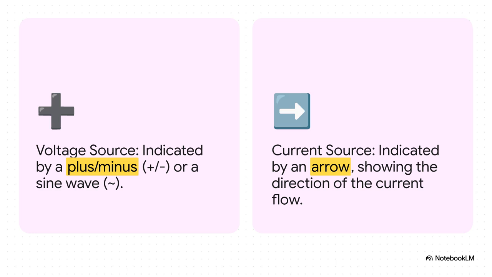Now for part two of the code. What's drawn inside the shape? If you see a plus and minus sign, that means it's a voltage source. If you see an arrow, that tells you it's a current source, and it even shows you which way the current's going to flow. So, a circle with an arrow inside, that's an independent current source. A diamond with a plus and minus, you got it, a dependent voltage source. See, it's a simple two-part system.